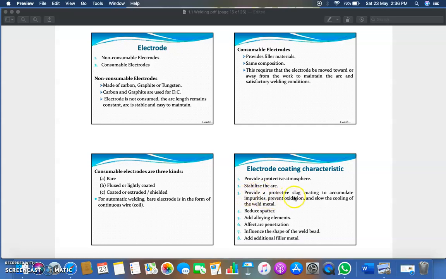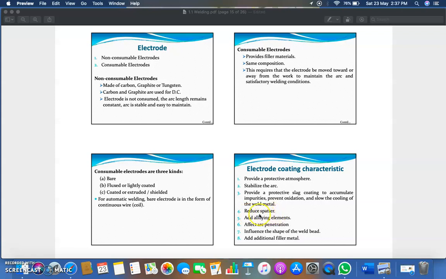It provides a protective slag coating to accumulate impurities, prevent oxidation and slow the cooling of weld metal. Means it will provide some kind of slag coating which will collect the impurities from the welding zone. It prevents oxidation in the welding zone and also slows the rate of cooling of the weld metal.